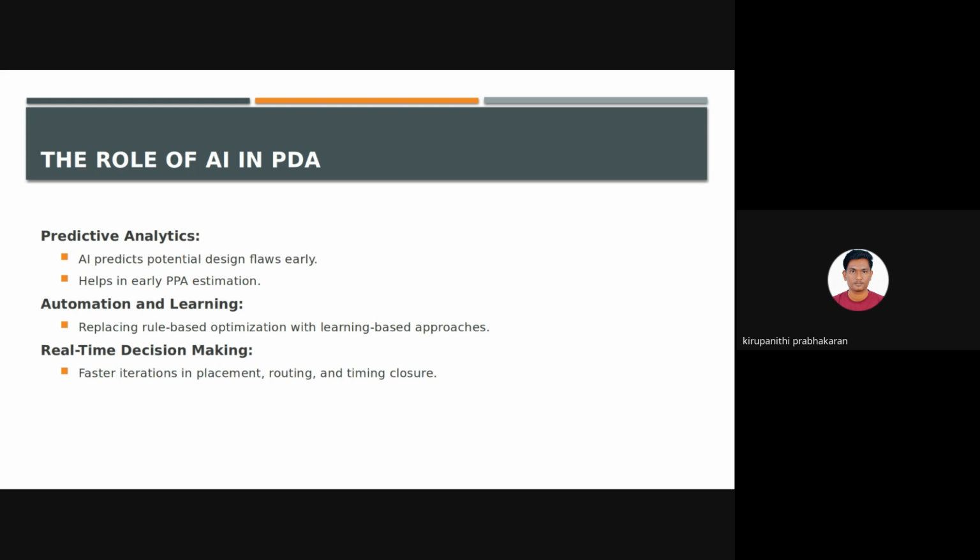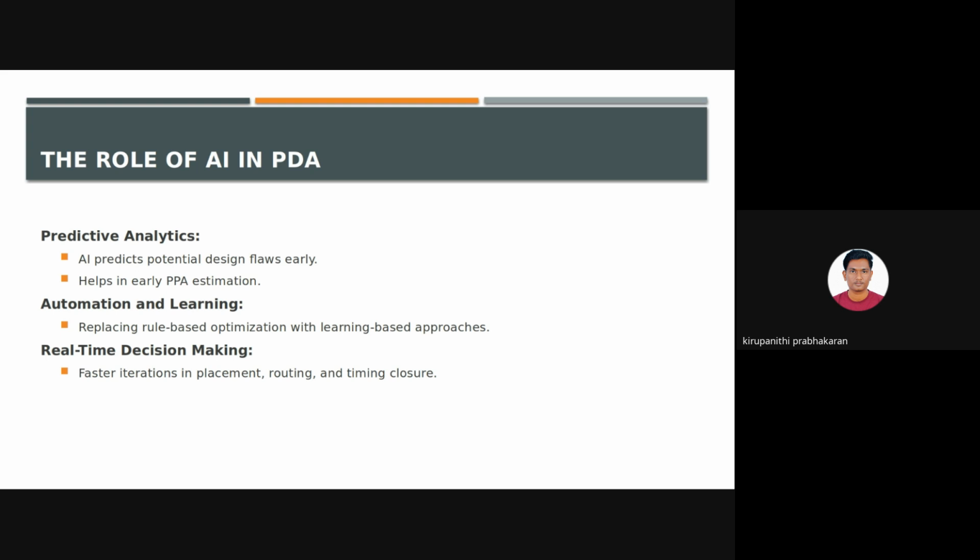Predictive analysis. AI enables predictive analysis by analyzing vast amounts of design data to anticipate potential problems before they arise. This capability is crucial for early stage decision making in PDA. Early predictions of design flaws, AI algorithms can identify issues such as congestion, timing violation, or power outage early in the design process. By doing so, engineers can address these flaws, reduce the need for costly rework during later stages. Predicting routing congestion after placement and adjusting floor plans to avoid it.